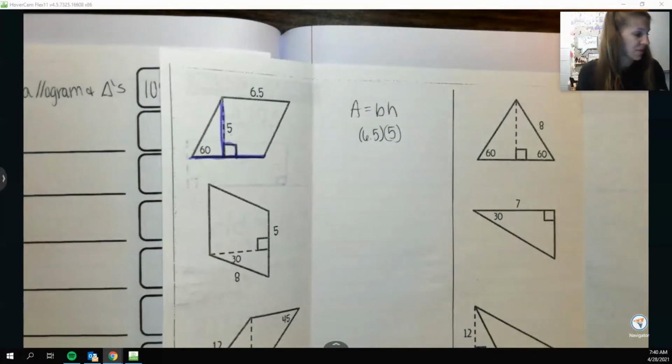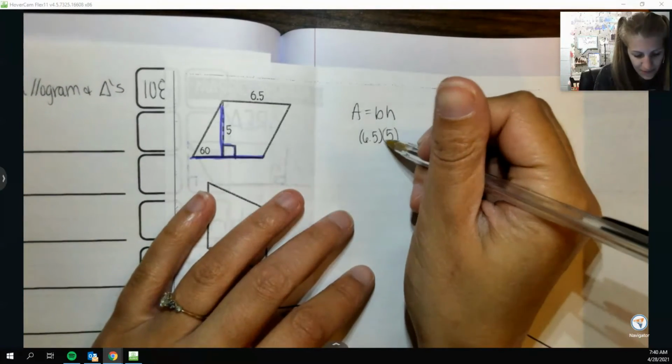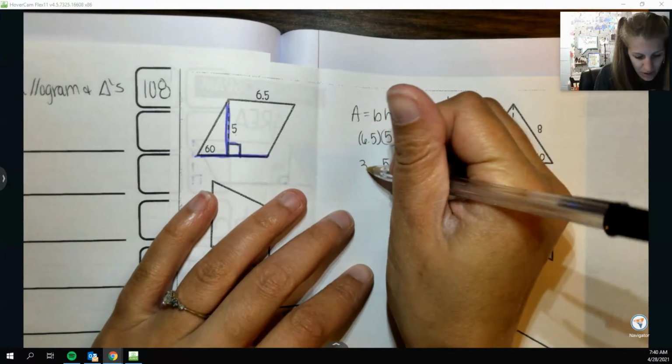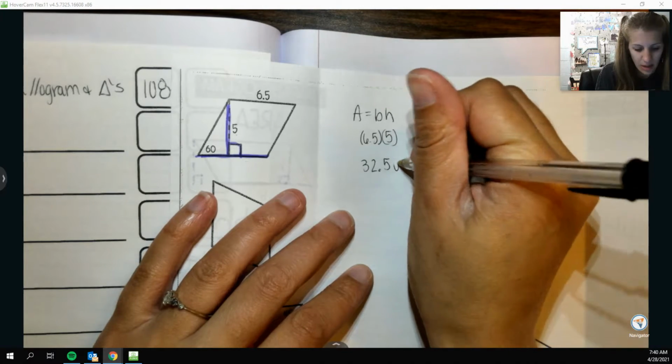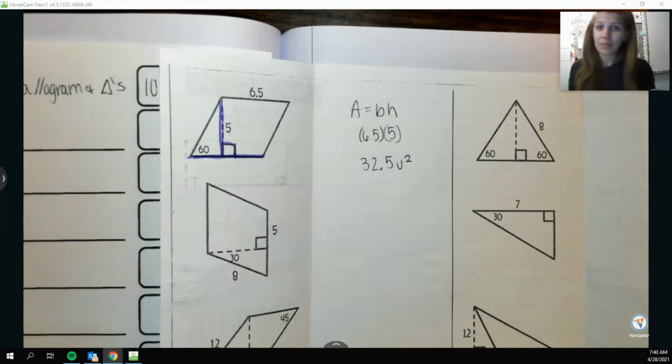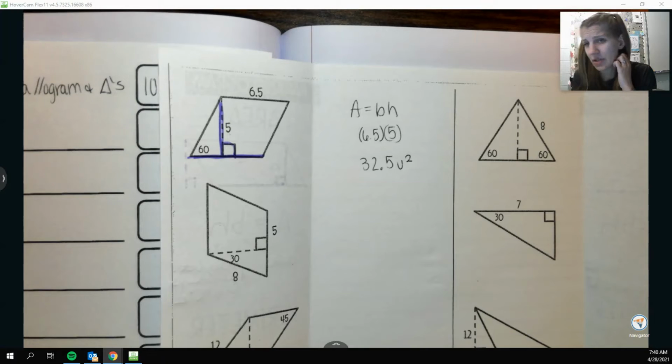And so then we're just going to multiply it up. So 5 times 6.5 is 32.5 units squared. And so that's something I should mention right now whenever we're finding area.